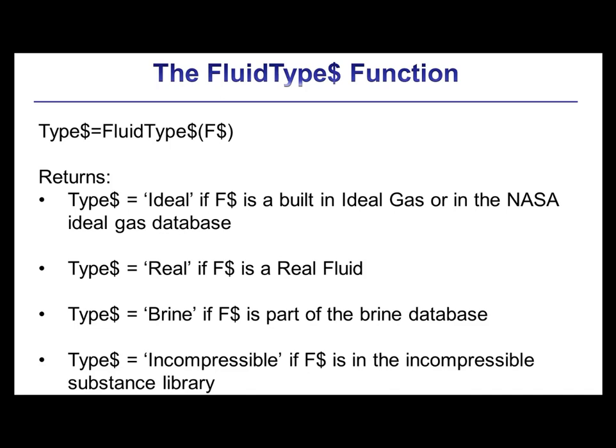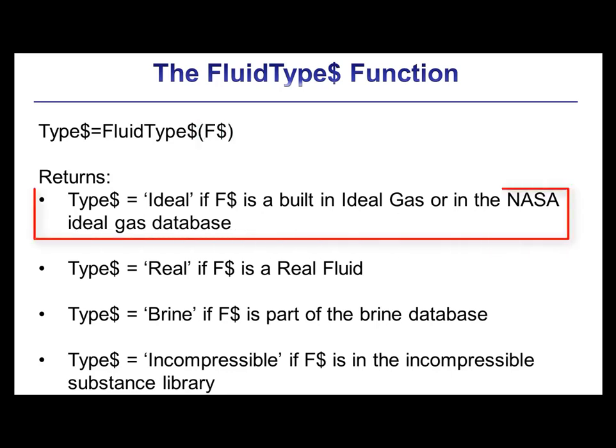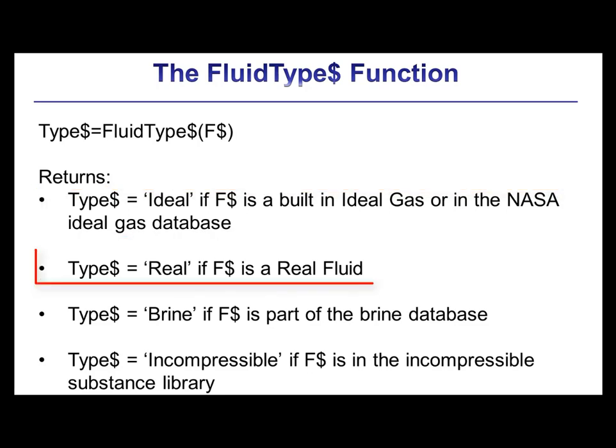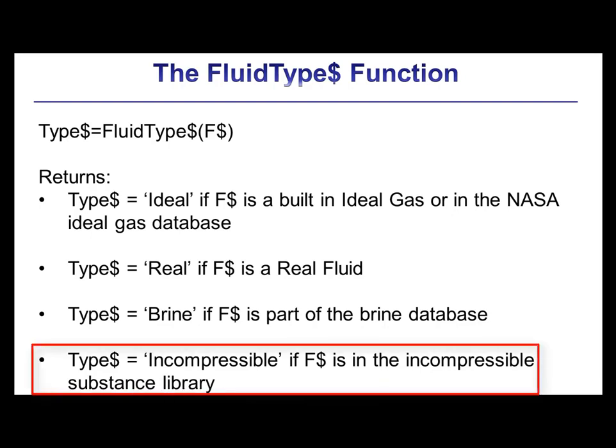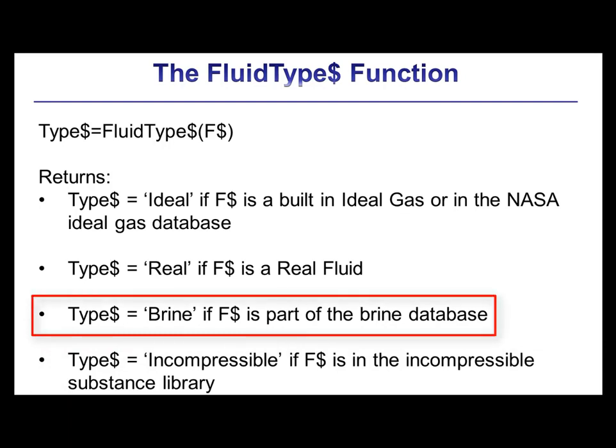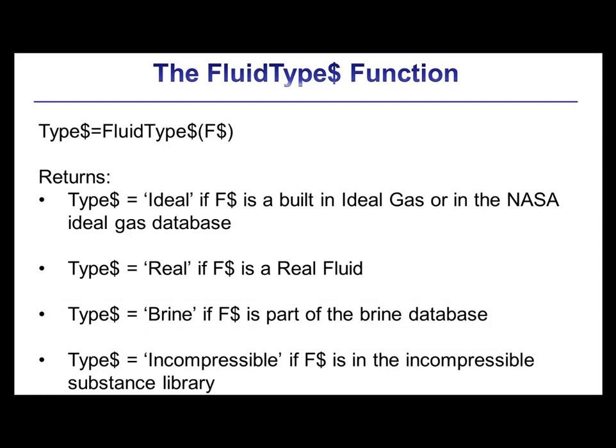The FluidType function accepts as its only argument the name of the substance. If the substance is any built-in ideal gas or ideal gas from the NASA database, then the function will return the string 'ideal'. If the fluid is one of the built-in real fluids, then the function returns the string 'real'. If the name is recognized by the incompressible substance library, then the function returns the string 'incompressible'. And finally, if the fluid is a brine, which is a mixture of water and another substance, then it returns the string 'brine'. The FluidType function is particularly useful if you are developing a function or a procedure that takes the fluid name as an input and must work properly regardless of what type of fluid is provided.